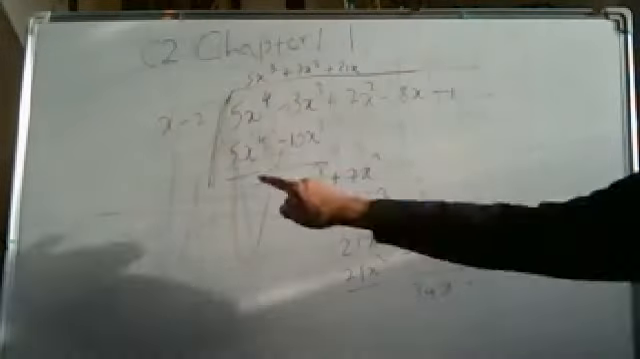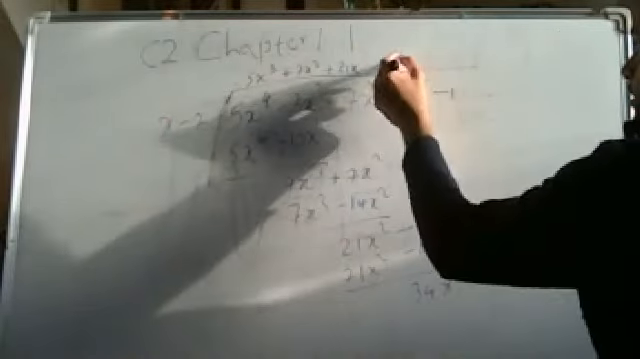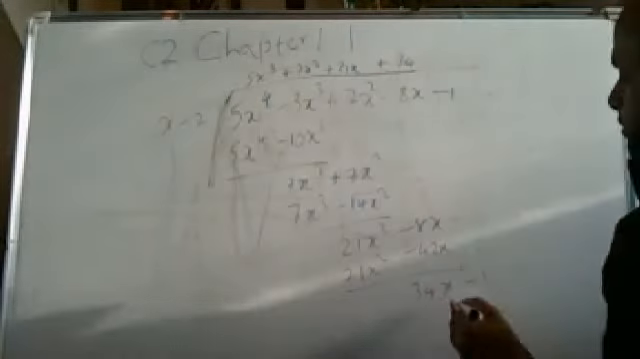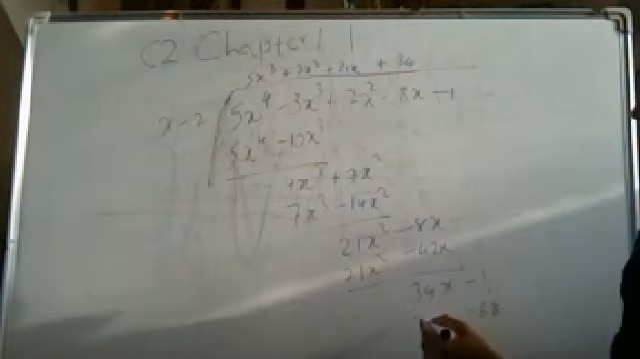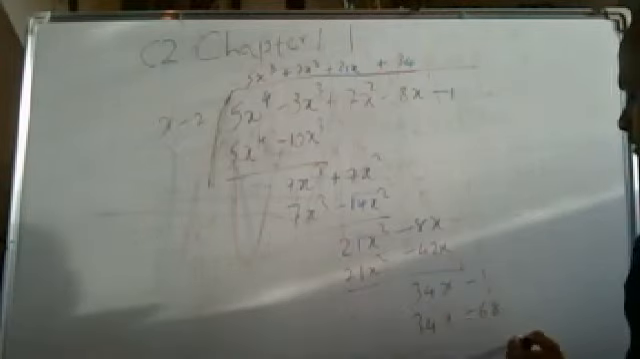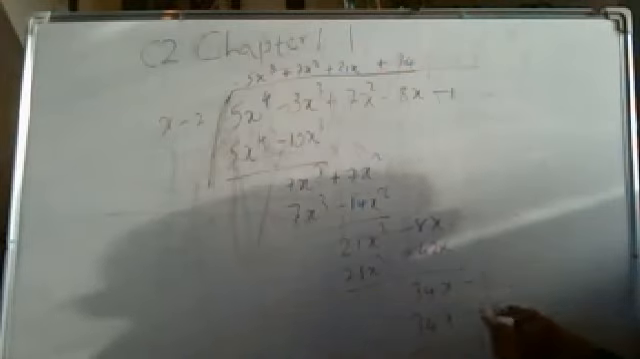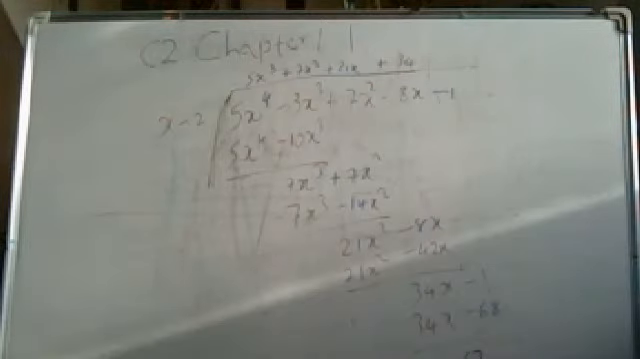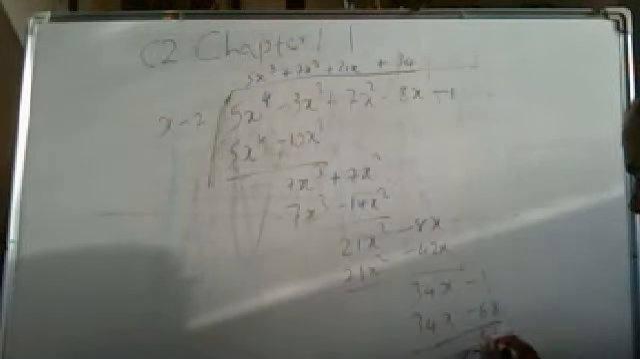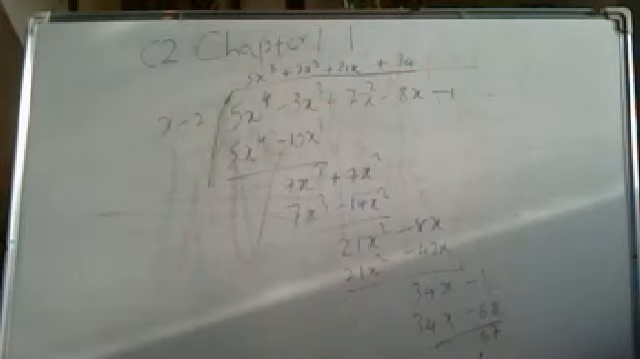So now 34x divided by x is plus 34. Plus 34 times minus 2 is minus 68. And 34x, so this is going to cancel. So minus 1 minus minus 68 will be minus 1 plus 68, which is plus 67. So that's the remainder. Okay, so I know you can't see, so it's 67 here. Okay, so there you go.